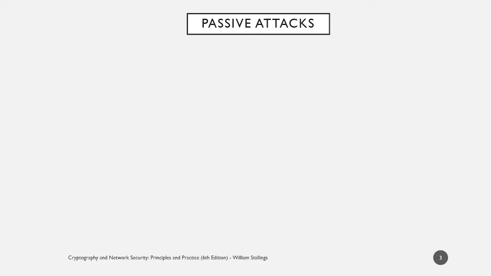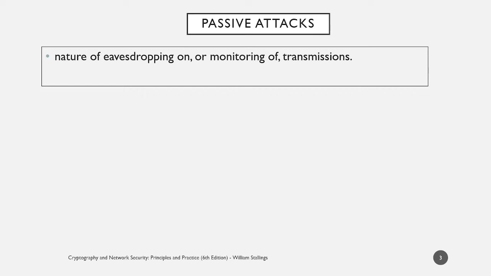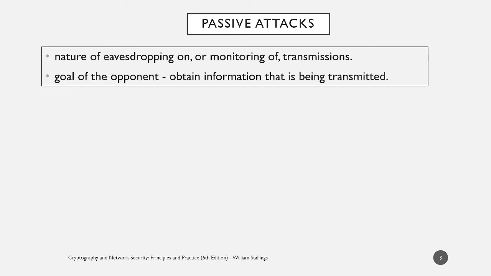Now let us discuss passive attacks in detail. Passive attacks have the nature of eavesdropping or monitoring of transmissions. Here, the goal of the opponent is to obtain information that is being transmitted.